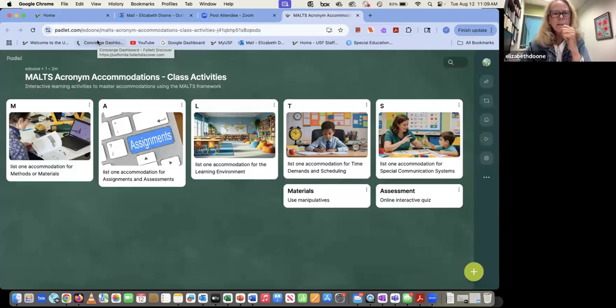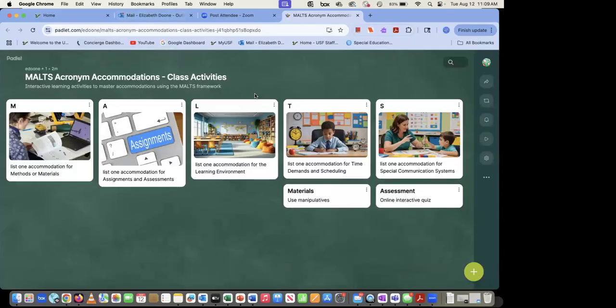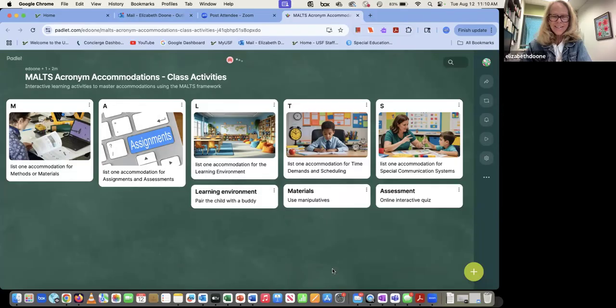Pedro, did that help a little bit? Yes, definitely. I just wanted to mention it now so that we can understand it more in detail. So definitely, I do understand the goal of accommodation is equity versus the goal of modification is accessibility.